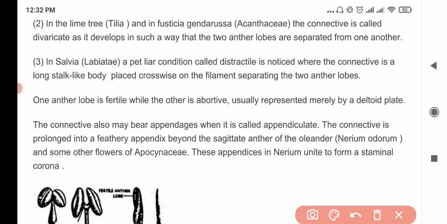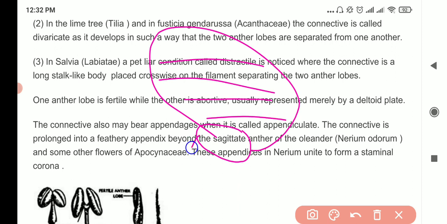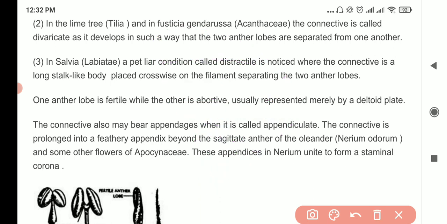Then one anther lobe is fertile while the other is abortive, usually represented merely by a deltoid plate. So if this is the connective, this is the anther lobe which is fertile, and this anther lobe is sterile. Here the sterile part we just call the deltoid plate.